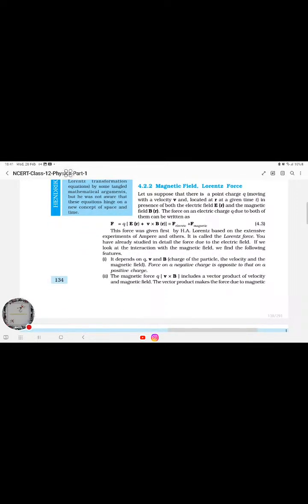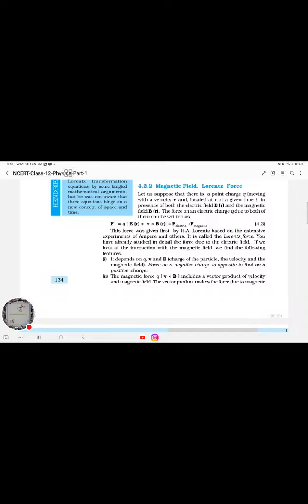Let us suppose that there is a point charge small q moving with a velocity v and located at r at a given time t, in the presence of both the electric field and the magnetic field. Basically, there is a point charge q present in a place where there are both electric and magnetic fields, which vary only with space.